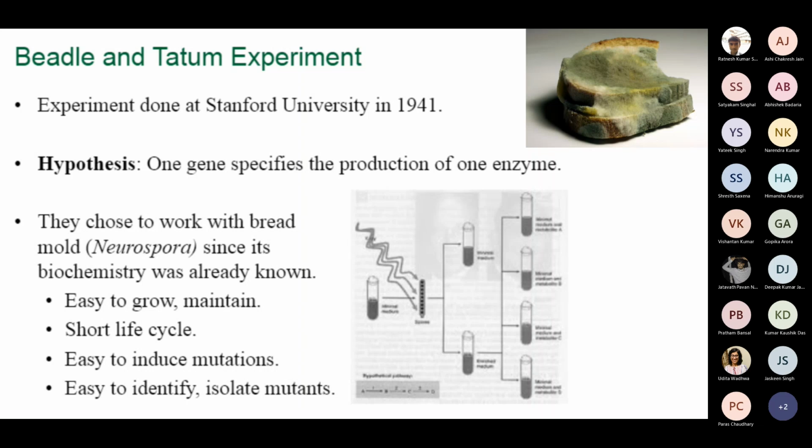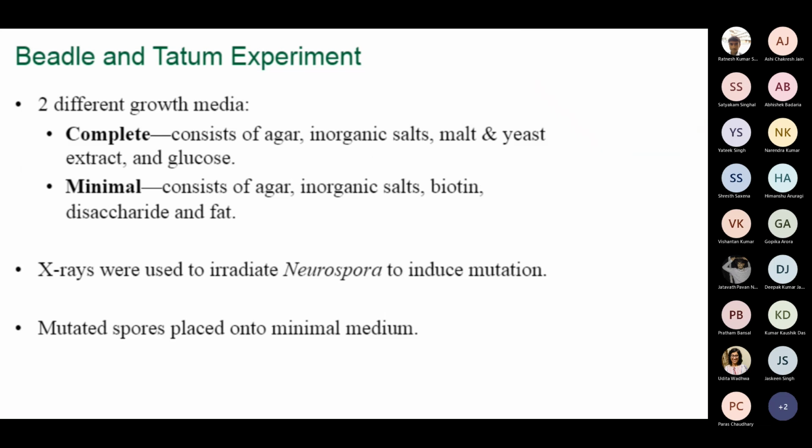So they thought that if we were to make mutations, and if one specific mutation in one specific gene causes this mold to be unable to eat up the bread through this enzyme, then we would be able to prove that there is one gene responsible for one enzyme. So they grew the mold in two kinds of media.